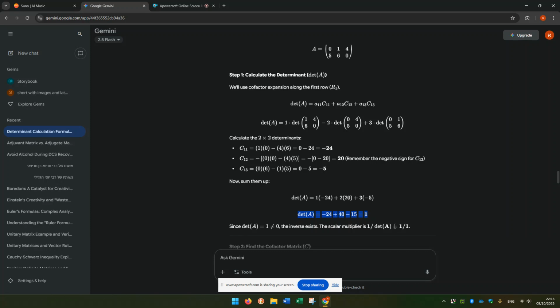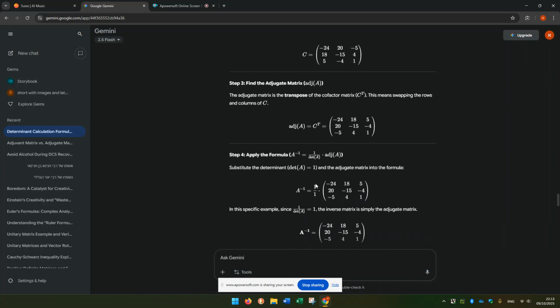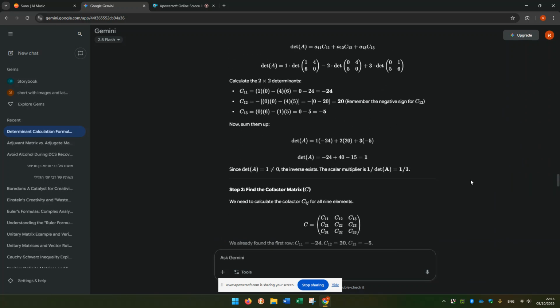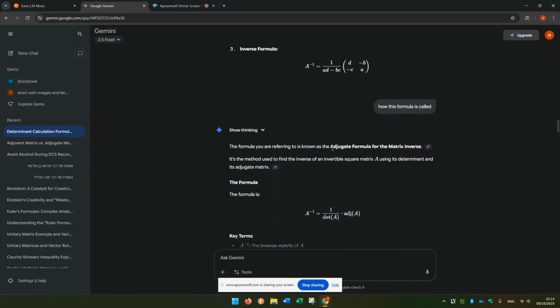So we can take 1 divided by the determinant, in this case 1 divided by 1. So you can find the inverse of A, which is 1 divided by the determinant, which is 1 in this case, times the adjugate of A, which is the transpose of the cofactor matrix that we found. And here it is. This is the formula. Now you can apply it and find the inverse of the matrix A. This is it. This is how we can use the adjugate matrix formula for finding the inverse of a matrix.